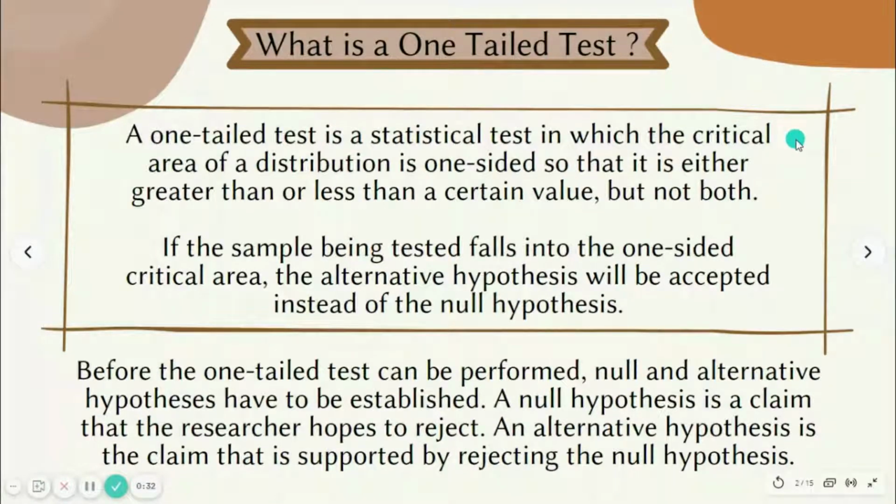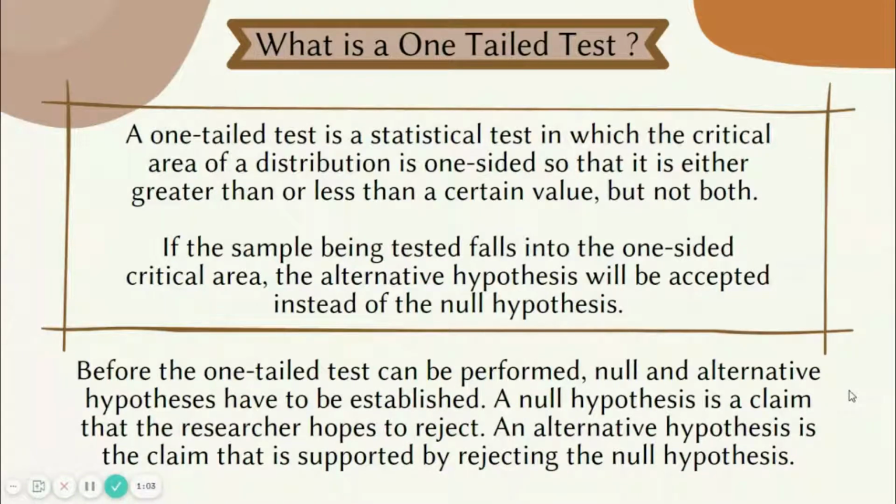A one-tailed test is a statistical test in which the critical area of a distribution is one-sided, so that it is either greater than or less than a certain value, but not both. If the sample being tested falls into the one-sided critical area, the alternative hypothesis will be accepted instead of the null hypothesis. Before the one-tailed test can be performed, null and alternative hypotheses have to be established.